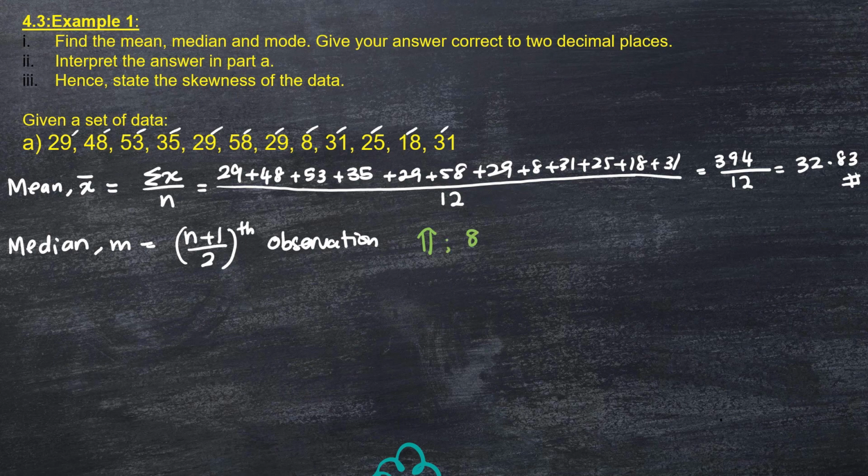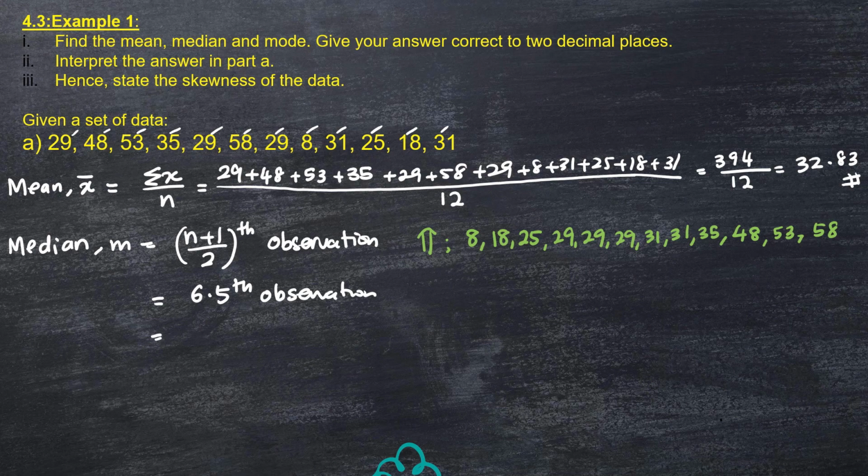So let me arrange it. I start with 8, 18, 25, 29, 29, 29, 31, 31, 35, 48, 53, and 58. Let's check, do we have enough? 1, 2, 3, 4, 5, 6, 7, 8, 9, 10, 11, 12. This is the data that you need to arrange first before you find the observation for your median. So let's continue with our observation here. n plus 1 is 12 plus 1, divided by 2, so you will get the 6.5 observation.